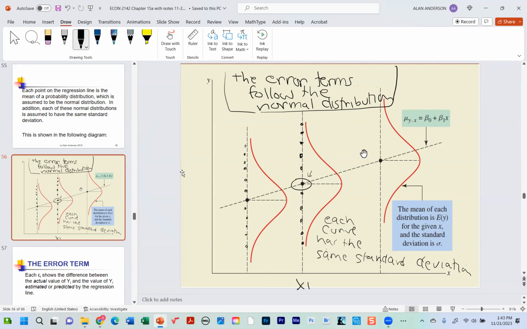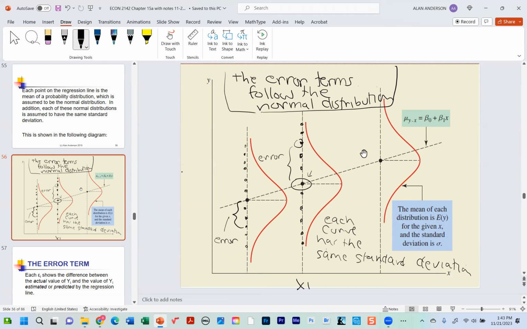So if, for example, your actual point is way up here somewhere, this is your error. If your actual point is down here somewhere, this is your error. So we're assuming not only do the errors average out to zero, but the errors themselves, if you notice, follow the normal distribution. Now it's really getting deep. They follow the normal distribution.